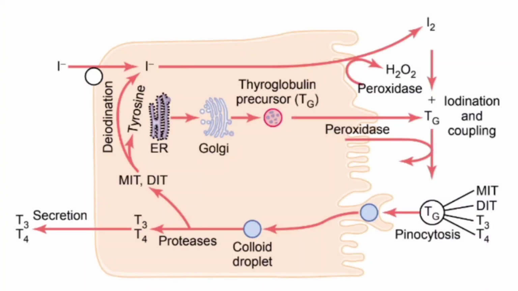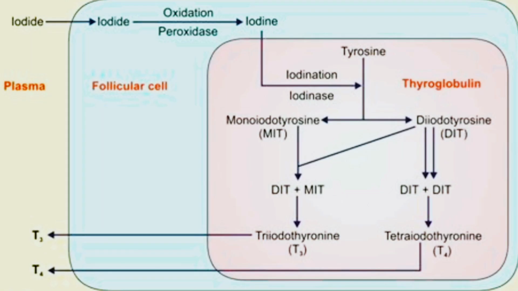Now after organification, what happens? There are certain reactions occurring, known as coupling reactions. So we now have monoiodotyrosine, MIT. One molecule of MIT combines with another molecule of MIT forming diiodotyrosine, DIT. DIT combines with one more molecule of MIT, and it forms T3, which is our important hormone. DIT combines with MIT forming T3.